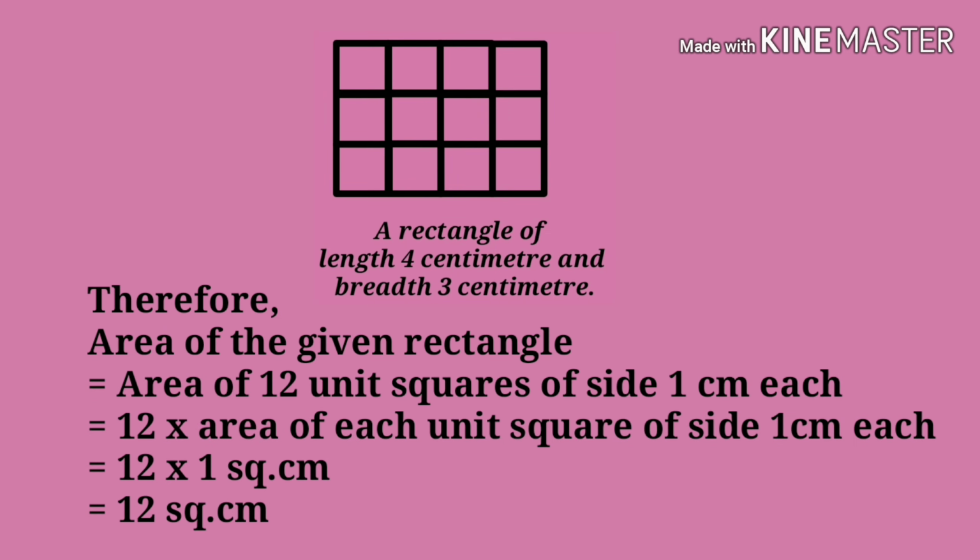Therefore, the area of the given rectangle is equal to area of 12 unit squares of side 1 centimeter each, which is equal to 12 into area of each unit square of side 1 centimeter, and we know the area of unit square of side 1 centimeter is taken as 1 square centimeter. Therefore, I can write it as 12 into 1 square centimeter, which is equal to 12 square centimeter.